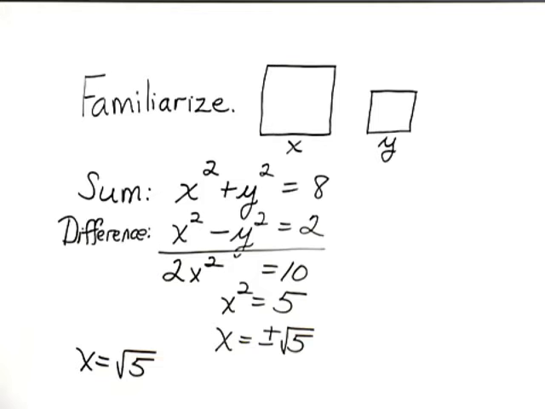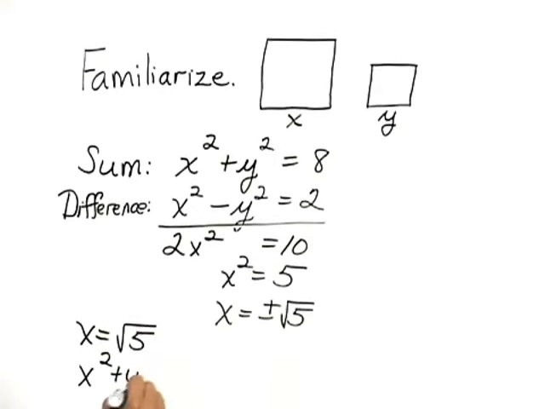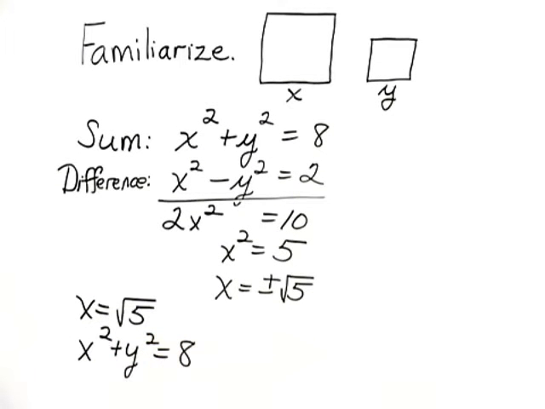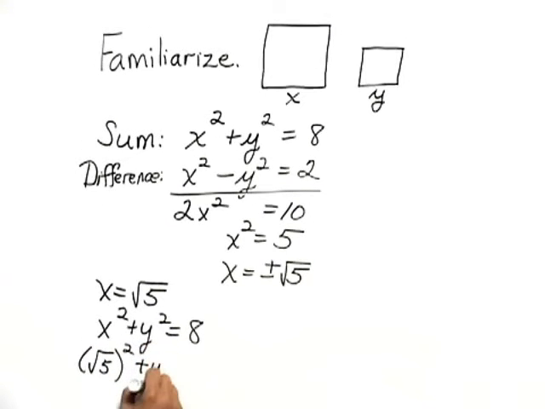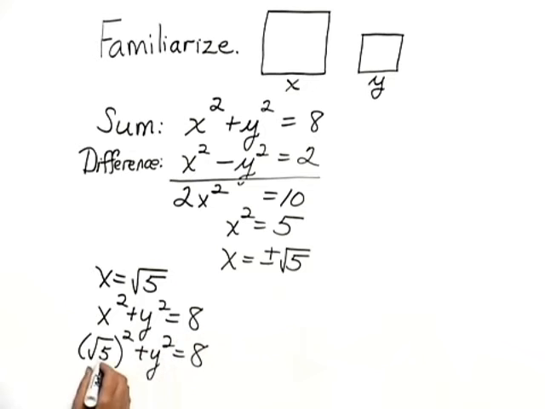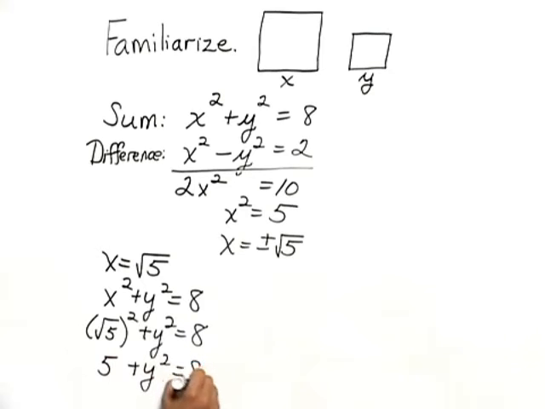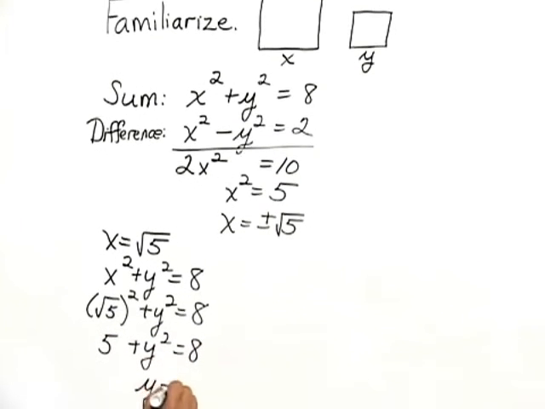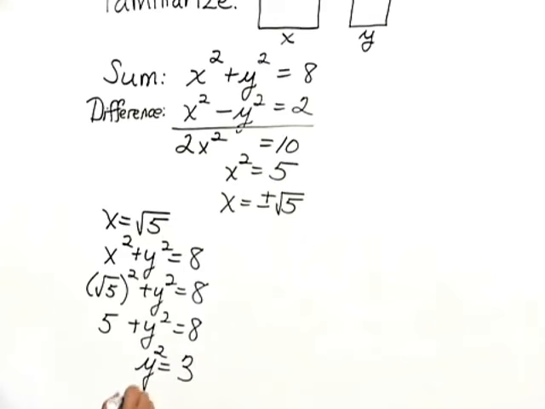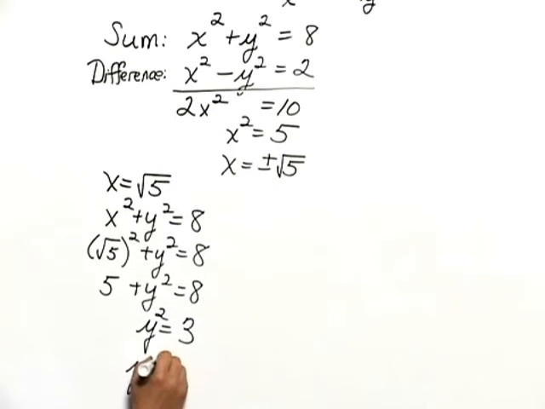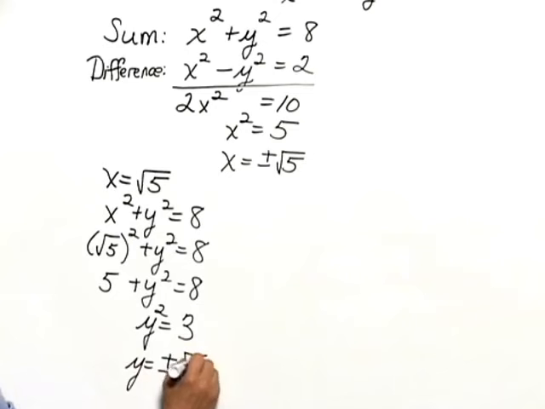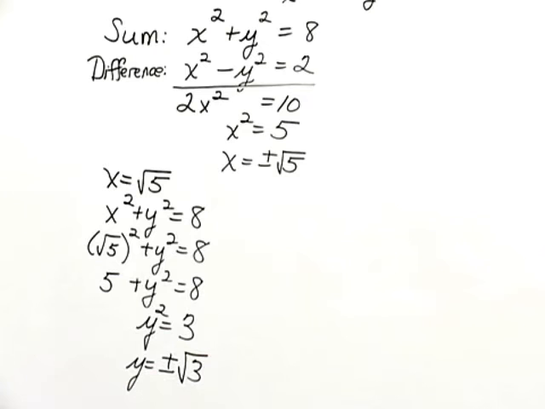Now let's find out what the y value has to be. Well, we know that x squared plus y squared equals 8, which would give us the square root of 5 squared plus y squared equals 8. This is 5, so we have 5 plus y squared equals 8. So y squared has to be 3. So y has to be the positive or negative square root of 3. Again, we only want to use the positive square root of 3 since we're dealing with lengths.